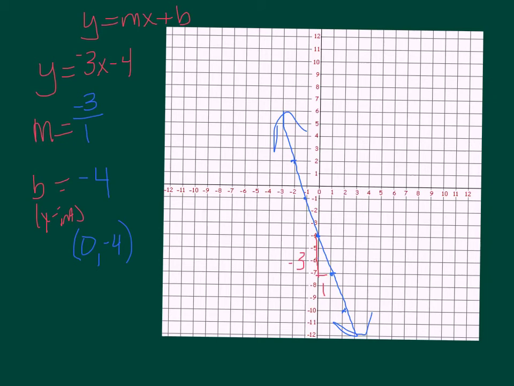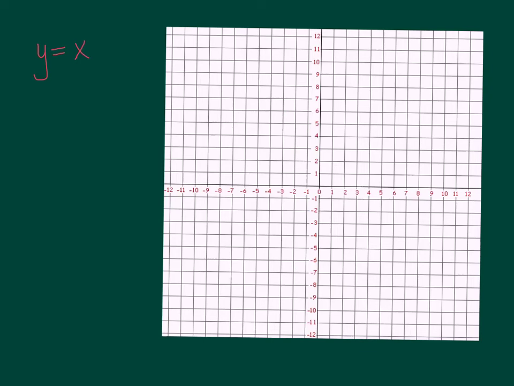Just to make sure we're all clear, let's do one more. This one is a little different, but it's still y equals mx plus b. Here's my equation. Remember, m is always in front of your x. So what's in front of my x? Nothing, but it's a 1. So my slope is 1, which is 1 over 1.